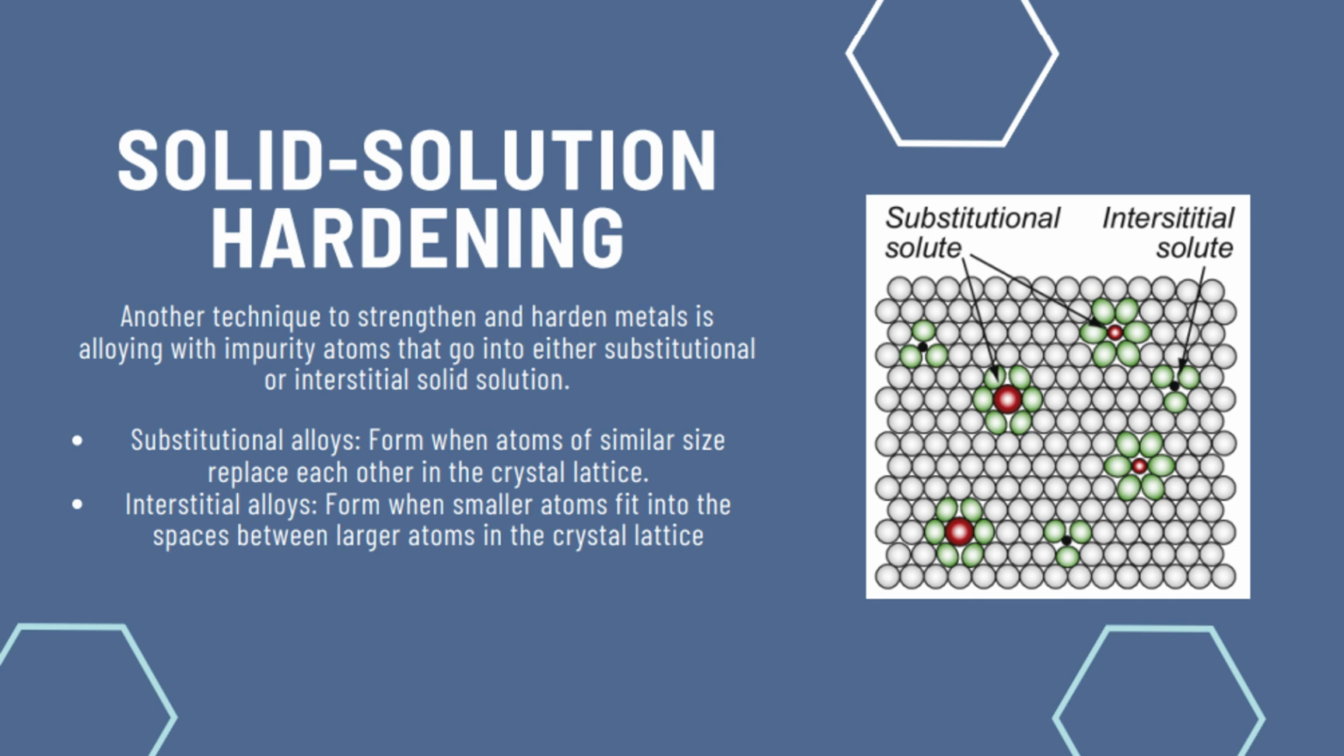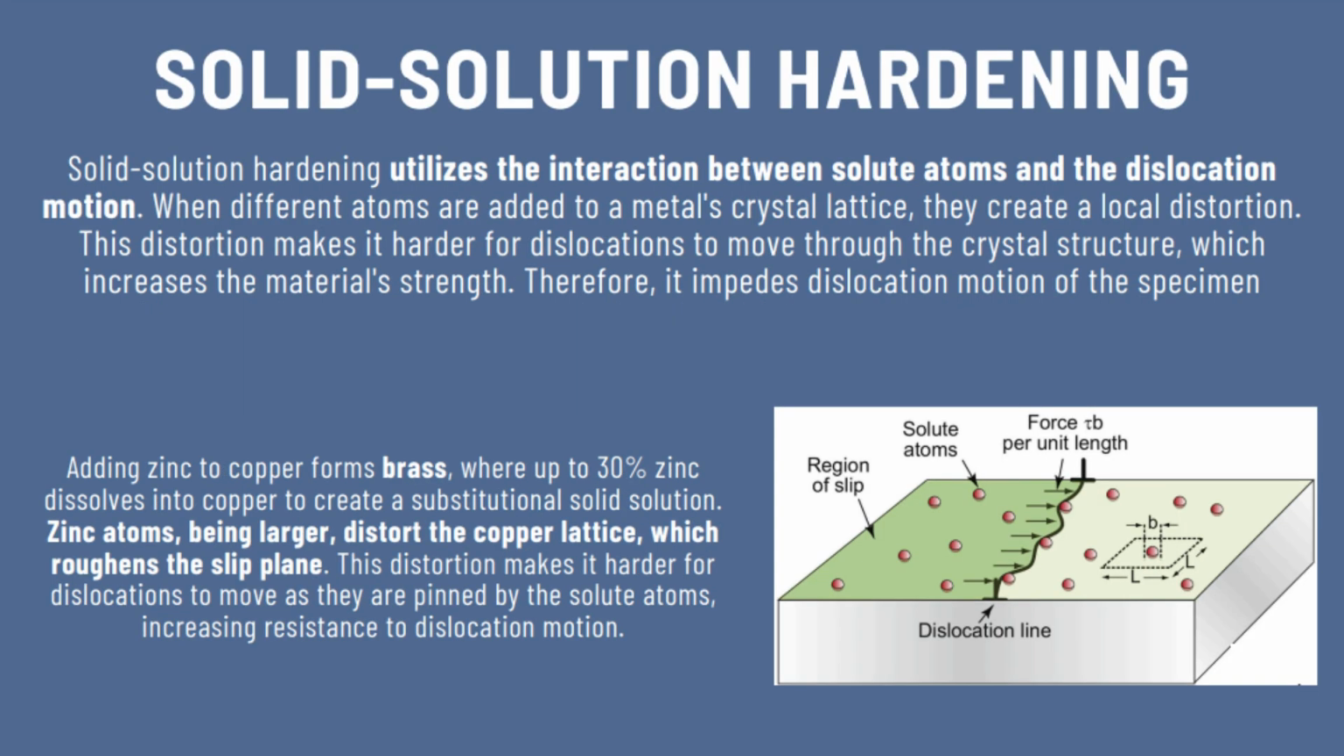So there are two types of alloying methods. The first is substitutional alloys, which are formed when atoms of similar size replace each other in the crystal lattice, and second is interstitial alloys, formed when a smaller atom fits into spaces between larger atoms in the crystal lattice. So how does that exactly work? How can alloying impurities into our metal actually harden our material?